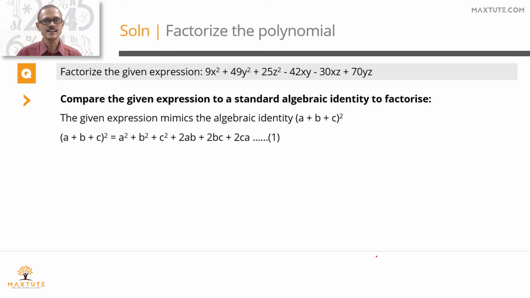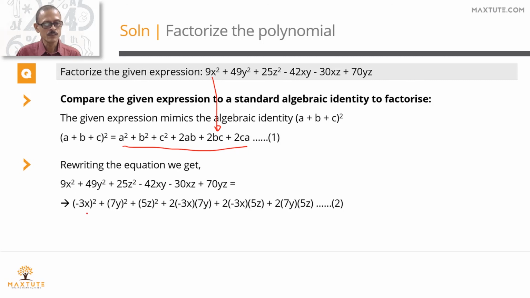Compared it with the standard identity, it appears as if it resembles a plus b plus c the whole square, which expands as this follows. We tried to write this expression in terms of this. This is what we ended up achieving. Minus 3x the whole square plus 7y the whole square plus 5z the whole square plus 2 times minus 3x into 7y plus 2 times minus 3x into 5z plus 2 times 7y into 5z.